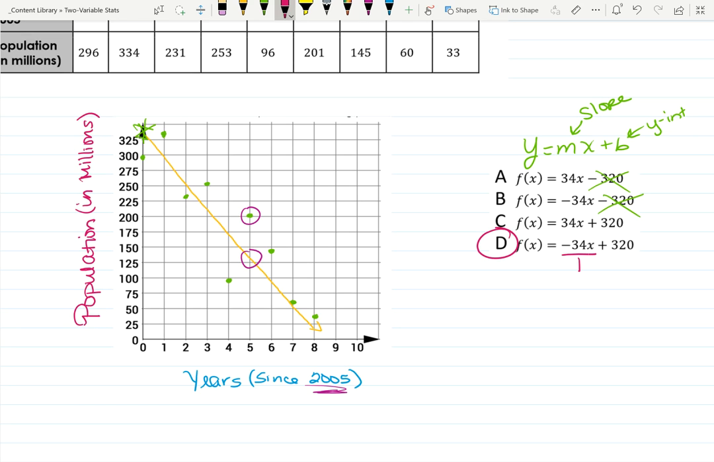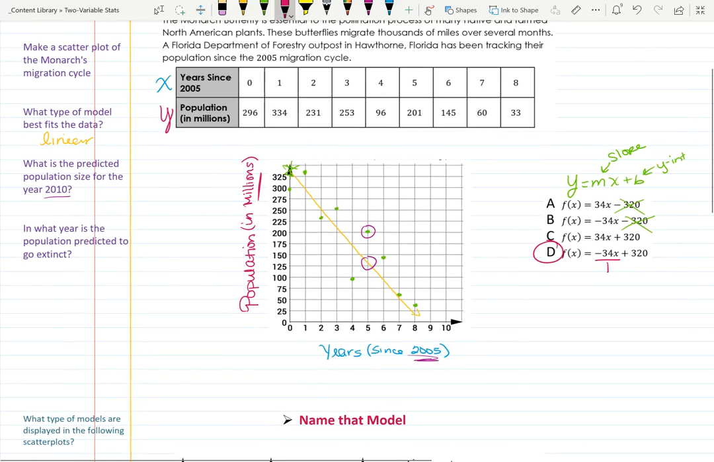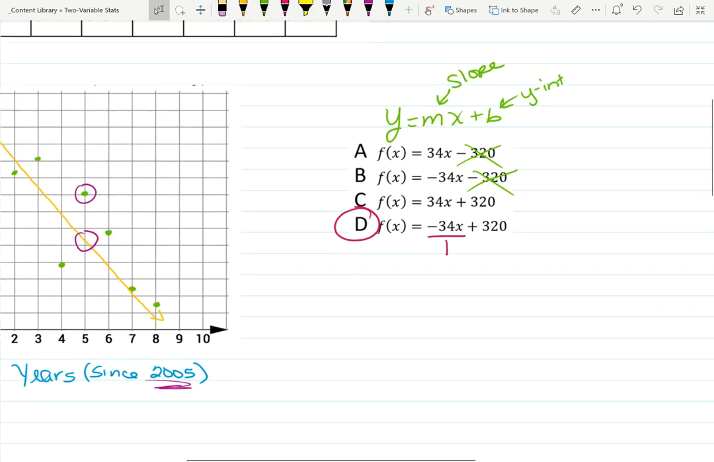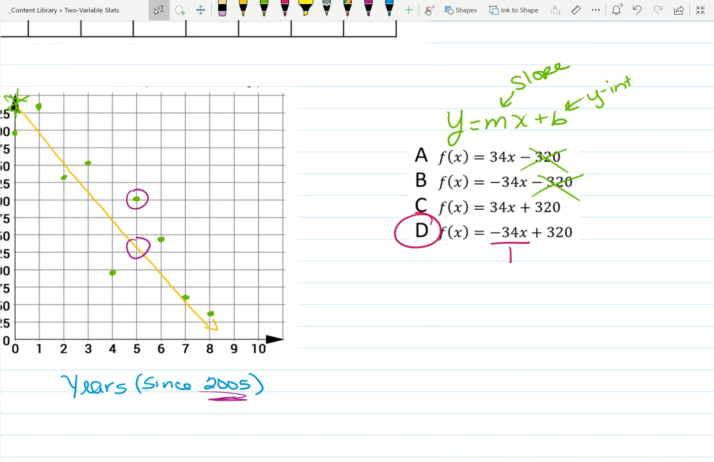So negative 34. Our population is decreasing by 34 what? 34 million butterflies every year since 2005. This is a really depressing question, but if it wants to know what the predicted population size is, we're going to use this equation. In 2010, so 5 years afterward, I'm going to plug in negative 34 times 5, because 2010 is 5 years after 2005, plus 320.